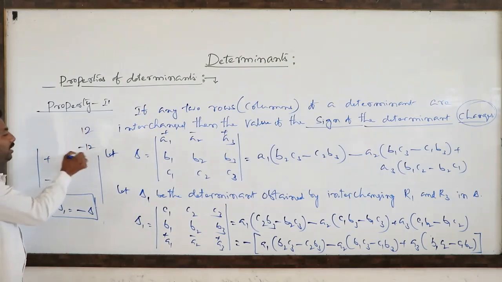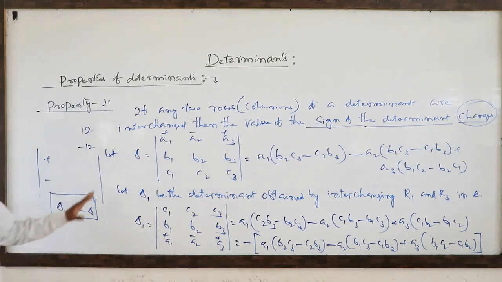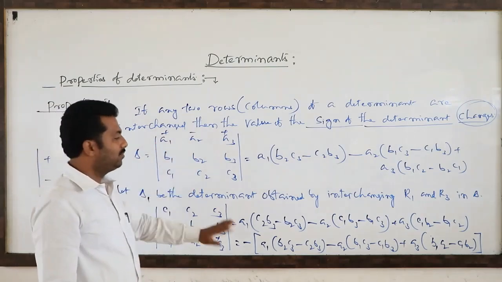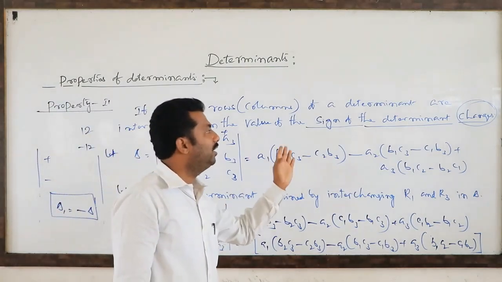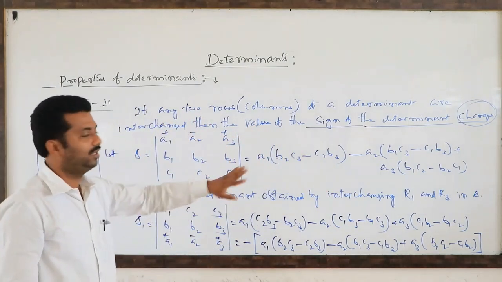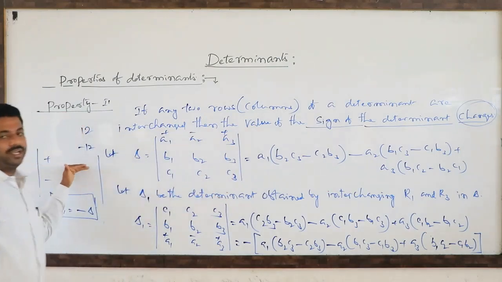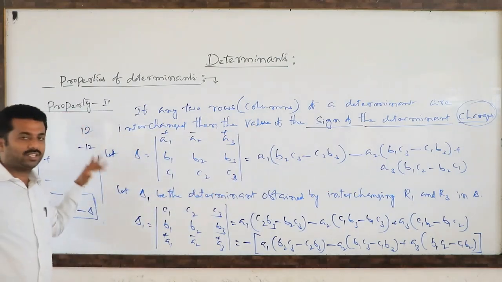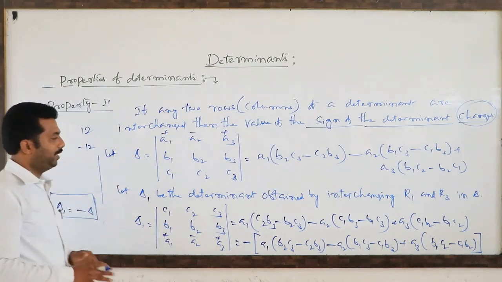Suppose 12 is there, this becomes minus 12. So if any two rows or any two columns are interchanged, then the sign of the determinant changes. Plus 2 is there, minus 2. Minus 13 is there, plus 13. Like that we have to identify.